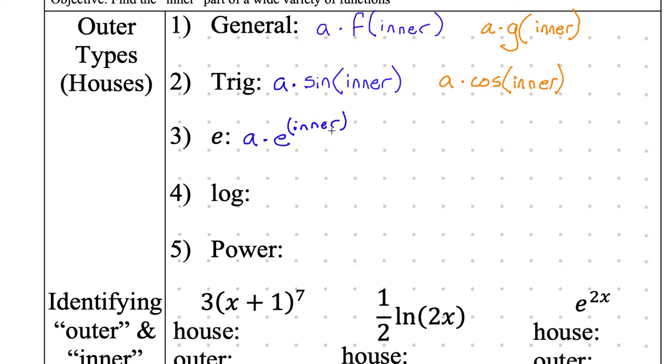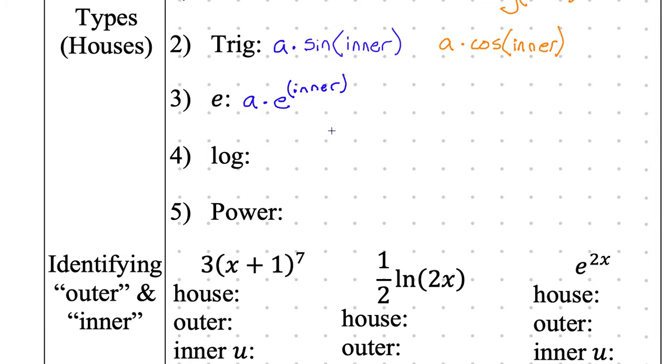So again, the whole point is, where is the inner? If you're looking at E house, it's in the exponent. I might try to trick you by doing E to the power of something with parentheses next to it. It's not the parentheses next to it. It's the power. And then we have log house, like a log cabin. So log house is a times natural log of the inner.